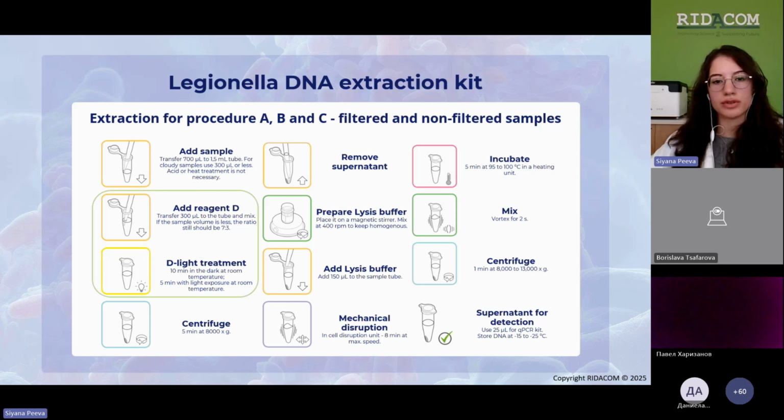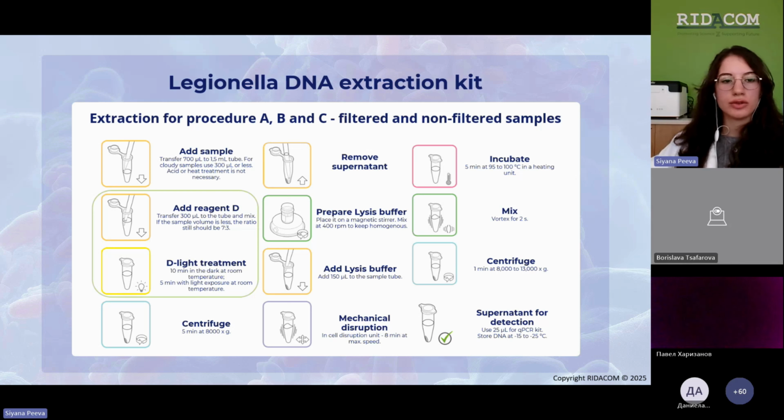Here we use the lysis buffer, we prepare it to be homogeneous, then we add it, and we have to mechanically disrupt the cells. We incubate in a heating unit at 100 degrees Celsius for 5 minutes. We mix, centrifuge, and we have the supernatant for detection. So here, within the supernatant, we have the extracted DNA.